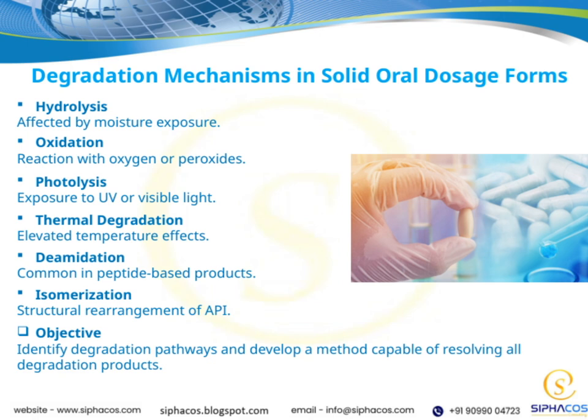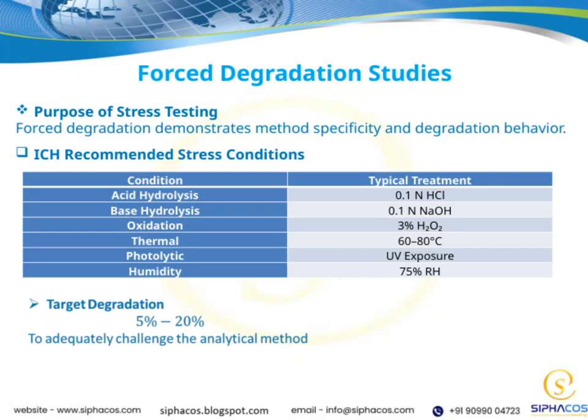Our goal here is clear: to identify all these pathways and develop a method that can detect every degradation product reliably. When we talk about forced degradation studies, we're looking at how substances break down under different conditions. This table shows the typical treatments used: acid and base hydrolysis with mild concentrations, oxidation using hydrogen peroxide, heat between 60 and 80 degrees, UV light exposure, and controlled humidity. These stress tests help us understand how a compound degrades and ensure our methods can specifically detect those changes. It's all about making sure our analysis is both reliable and precise.